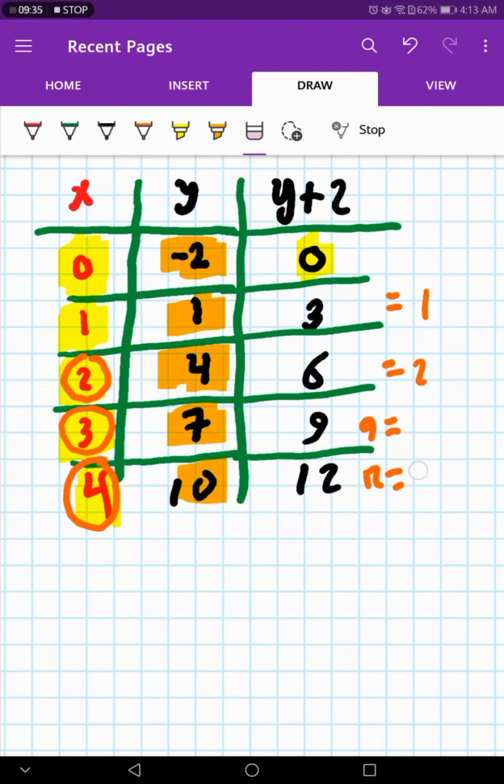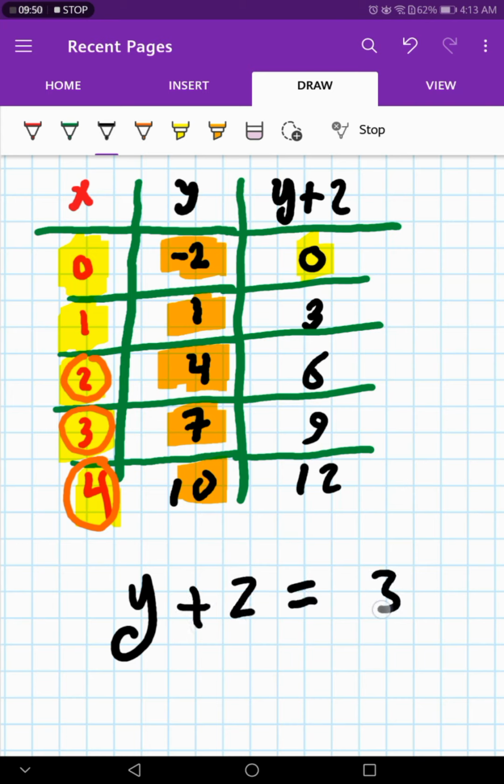Now the rule is y plus 2 equals 3 multiply x. But I need to make the y plus -2 here and -2 here, so this will be eliminated. So y equals 3x minus 2. So the rule here, my dear student, is 3x minus 2.